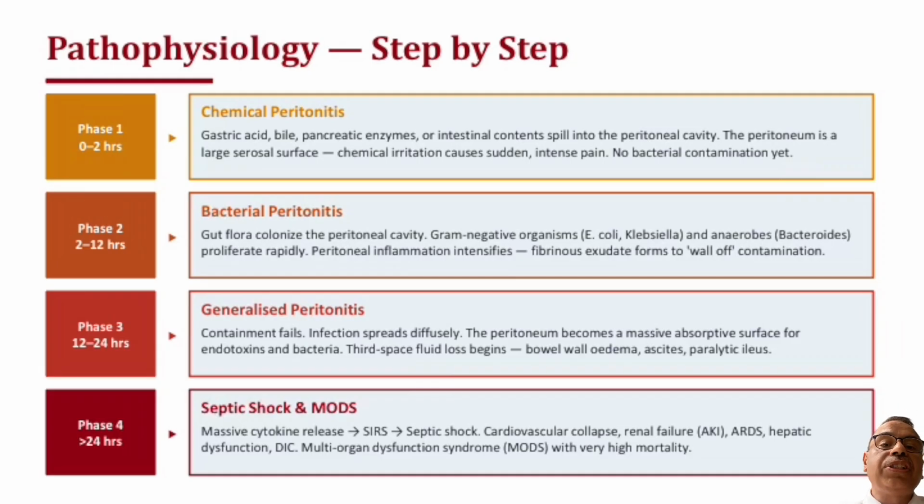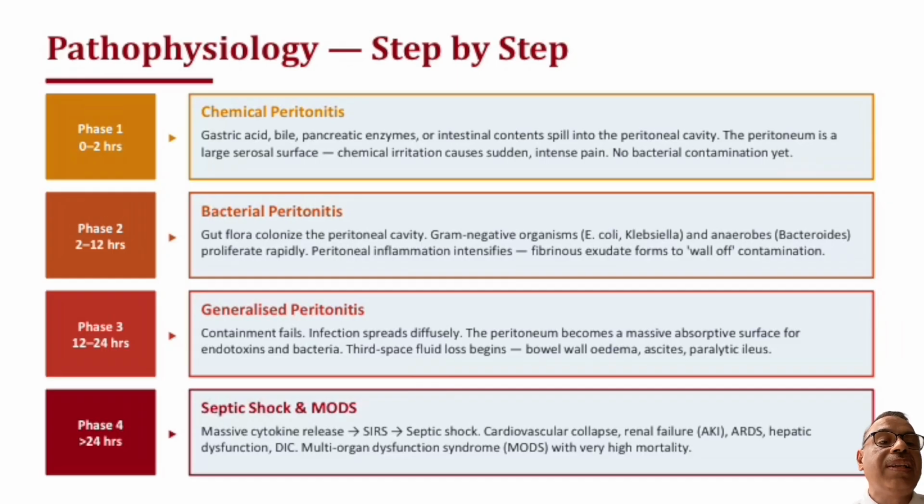Now the patient enters the third phase, which lasts from 12 to 24 hours post perforation. It is a phase of generalized peritonitis because the containment has failed as the leakage is continuing. The infection spreads rapidly, mainly gram-negative organisms and anaerobes, and this leads to intense generalized peritonitis where the peritoneum becomes a massive absorptive surface for endotoxins and bacteria. And then the third space fluid loss begins.